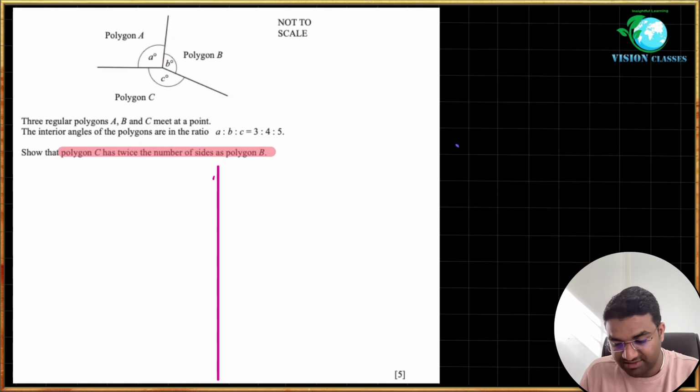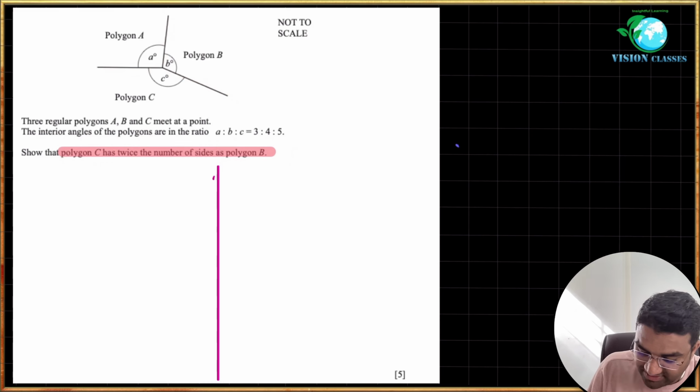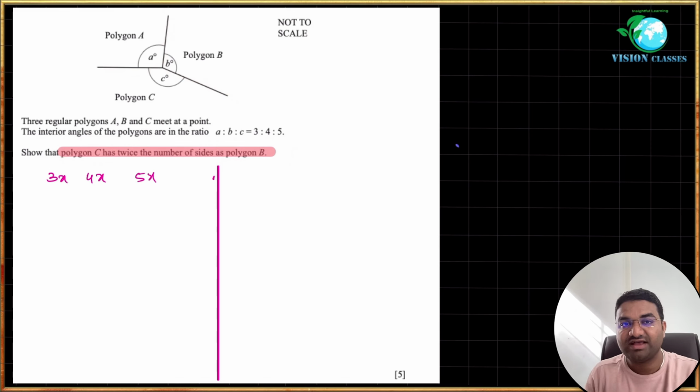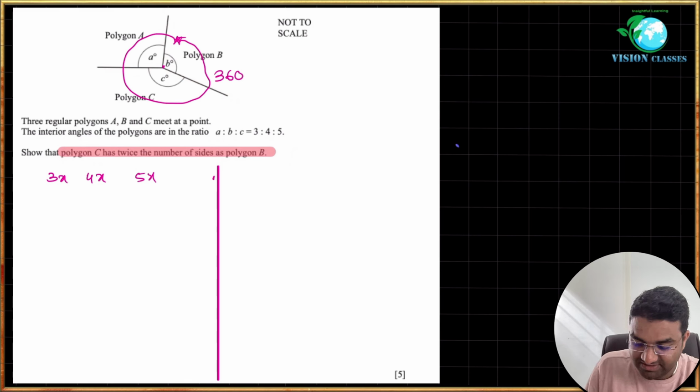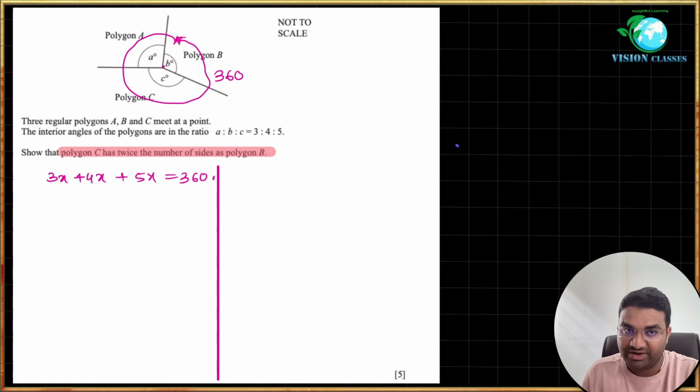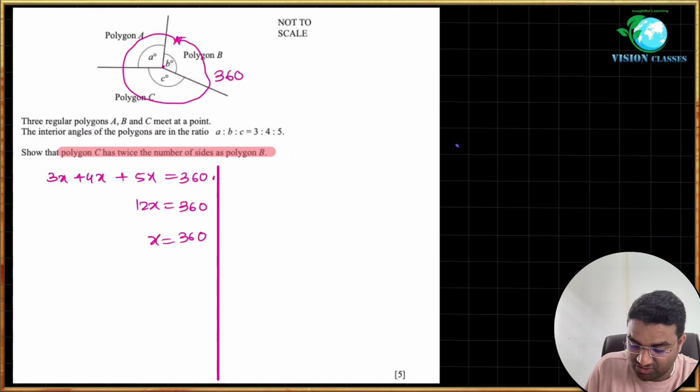All right. So here, first of all, we have to utilize our basic concepts of ratios, right? So here the interior angles A, B, C are in the ratio of 3x, 4x, and 5x. Okay. And the angle around a point, I hope you know the concept that it's 360, isn't it? So here you have to utilize 3x plus 4x plus 5x is equal to 360. Fine. So 3x plus 4x plus 5x is 12x is equal to 360. Fine. And x is equal to 360 over 12, 30. Fine. So x is equal to 30.